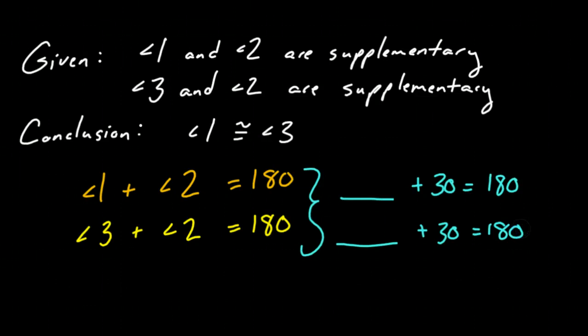So something plus 30 is 180. Something plus 30 is 180. Obviously, that's 150. Angle 1 is 150. Angle 3 is also 150. So because they were supplementary to the same angle at 30 degrees, we know that those two angles are indeed congruent. Angle 1 is congruent to angle 3.